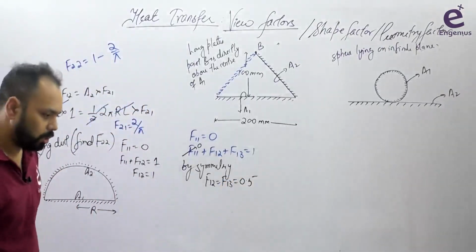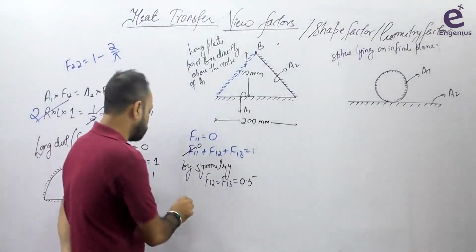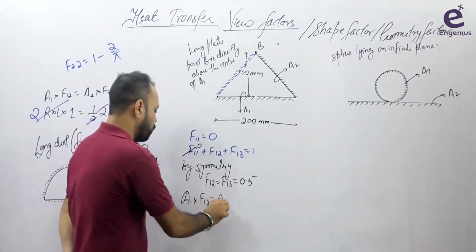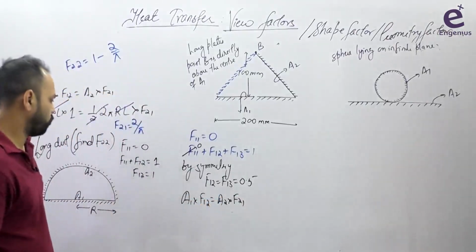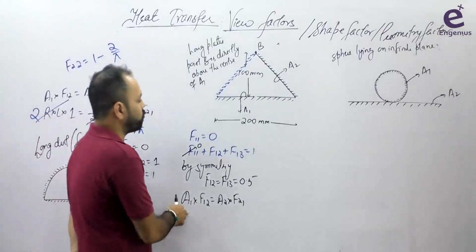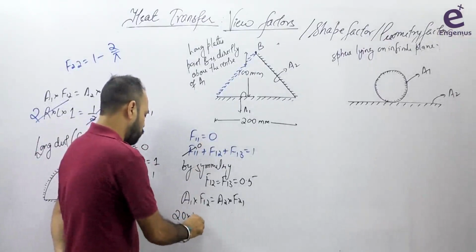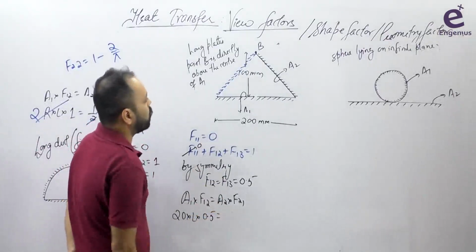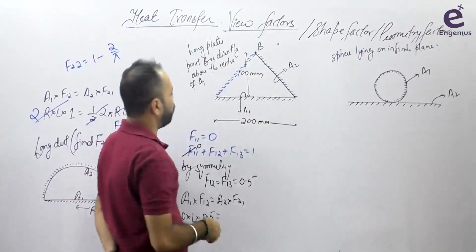And after this, the only thing that is remaining is the application of reciprocity theorem, which says A1 into F12 is equal to A2 into F21. Correct? So, what else? What is the area of the surface 1? That is 20. I can write in the centimeters. 20 into L into F12. F12 was equal to 0.5, is equal to area 2, which is, this height is 10, right? So you can find the value.